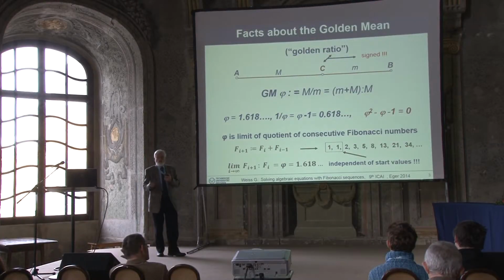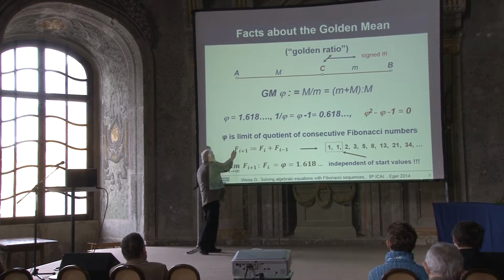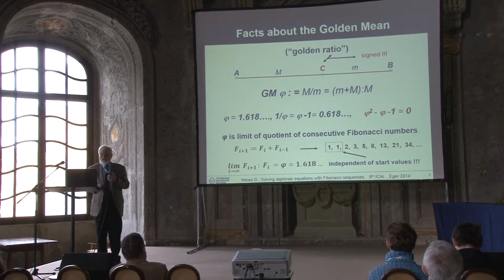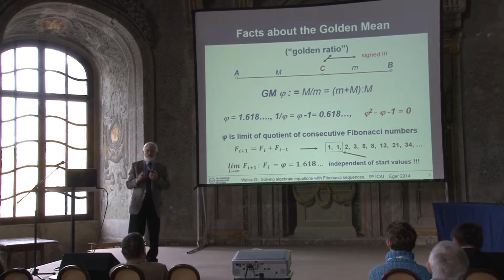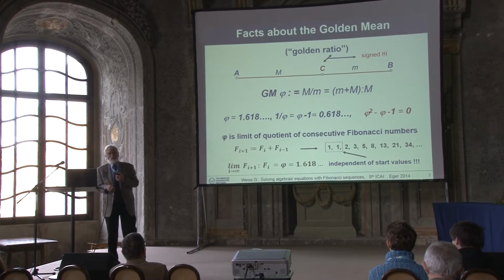So it's the solution of a quadratic equation: phi squared minus phi minus 1 is 0. And phi is the limit of the quotient of consecutive Fibonacci numbers. And for the Fibonacci numbers, we again have the convention that the first letter of Fibonacci is the letter we use for this symbol. It's defined as the sum of the two previous numbers. In physics, we start the Fibonacci series with 0 and 1, and in mathematics, we start with 1 and 1.